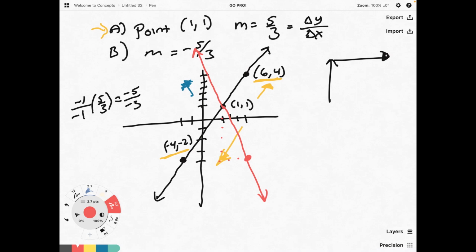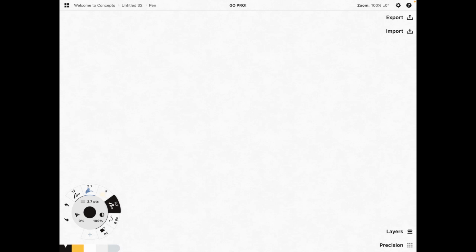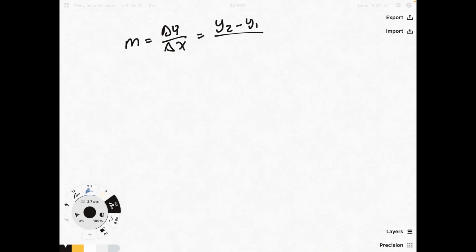Now that we've practiced how to draw a line with the slope and with a point, or with 2 points and finding the slope and then using that to figure out the line, now we want to start looking at how to form an equation given the information that we have. At this point in time, we know that slope m is equal to the change in y over the change in x. We've seen this to be y2 minus y1 over x2 minus x1.